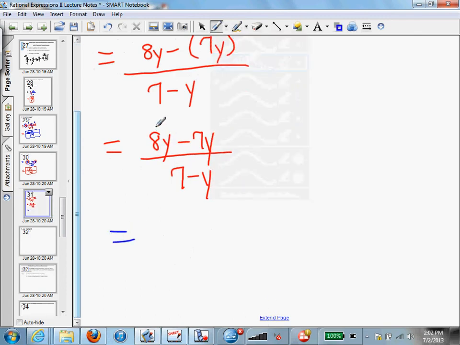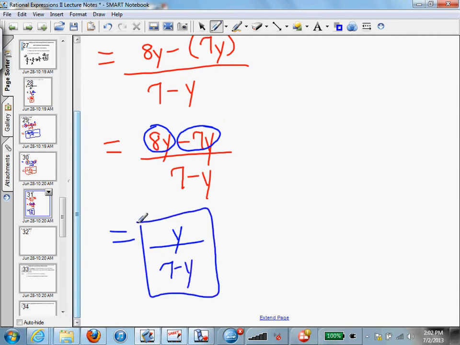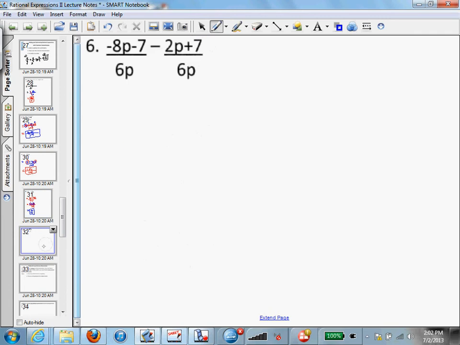So now if we simplify these two quantities, 8y and 7y, we're left with just positive 1y or y over 7 minus y as our solution. And we have one more example for this problem set.